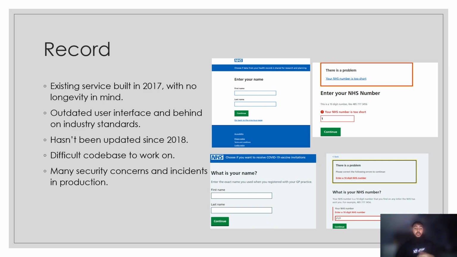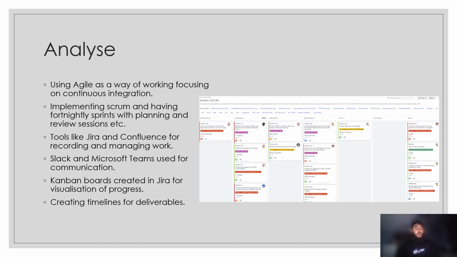So to move on, analyze. I decided to use Agile as our way of working because I believe that focusing on continuous integration and ensuring that stakeholders are constantly in the team was the best way to make sure that we produce a service that's fitting for patients and stakeholders alike, especially seeing as it's patient facing and it's something that people will actually see.